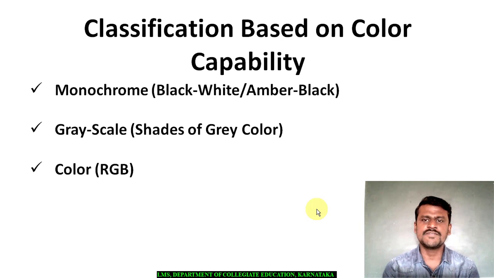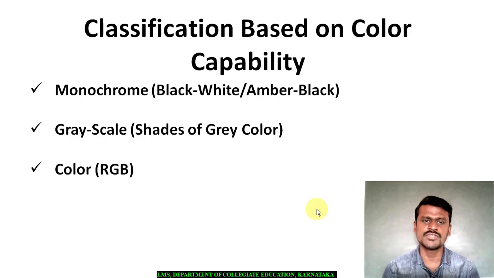Next is classification based on capabilities, which means the monitor is classified into 3 different categories. One is monochrome, the second is grayscale, and the third is color monitors. Monochrome monitors, grayscale monitors, color monitors. So what do you mean by monochrome monitors?